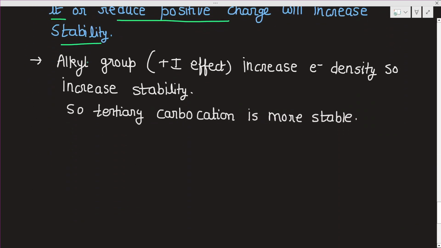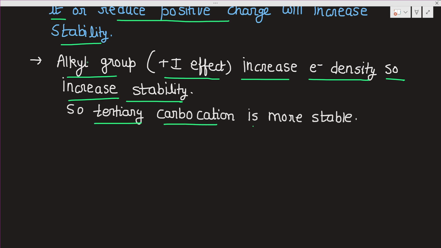For example, alkyl group, plus I effect. Alkyl group is an electron releasing group. It means it is showing plus I effect. So it can increase the electron density. So it will increase the stability of the carbocation. Means to say tertiary carbocation will be most stable.